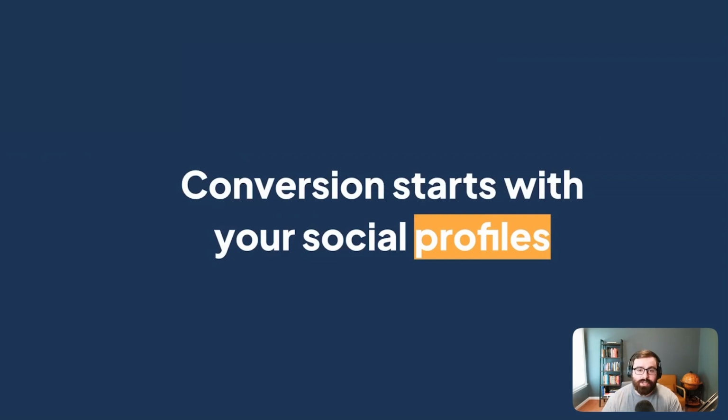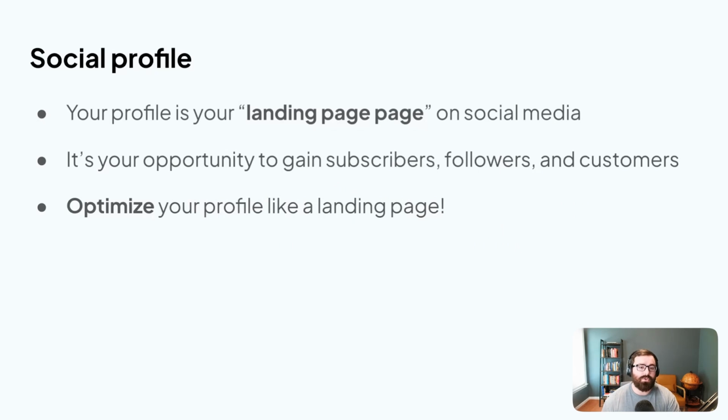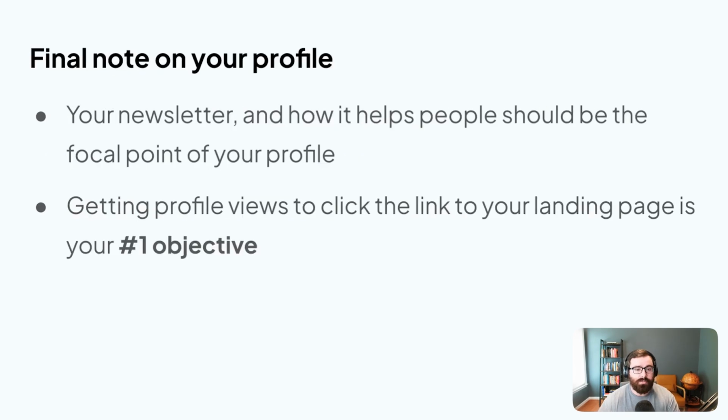Conversion to your newsletter or your email list all starts with your social profile. And you should think of your social profile like a landing page on social media. It's your opportunity to make a strong first impression and gain followers, subscribers, and customers. You should optimize your social profile on whatever platform you might have, Instagram, TikTok, Twitter, etc., like you would optimize a landing page. Your newsletter and how it helps people should be the focal point of this profile. So you want to get people who view your profile to click to your landing page. That's the number one objective.